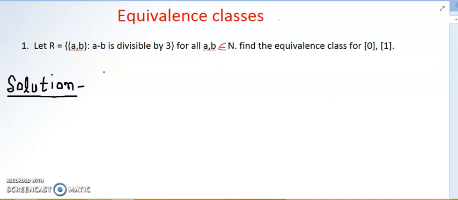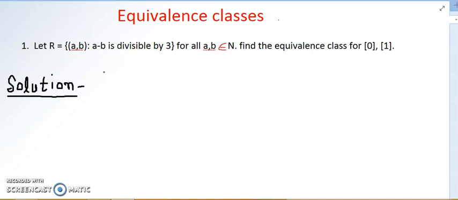Hello students, today's topic is equivalence classes, and this topic is very important for the board examination. At least one or two questions usually come in the exams, so do not leave this topic, as it is very important. Okay, so we are going to discuss question number 1 here.